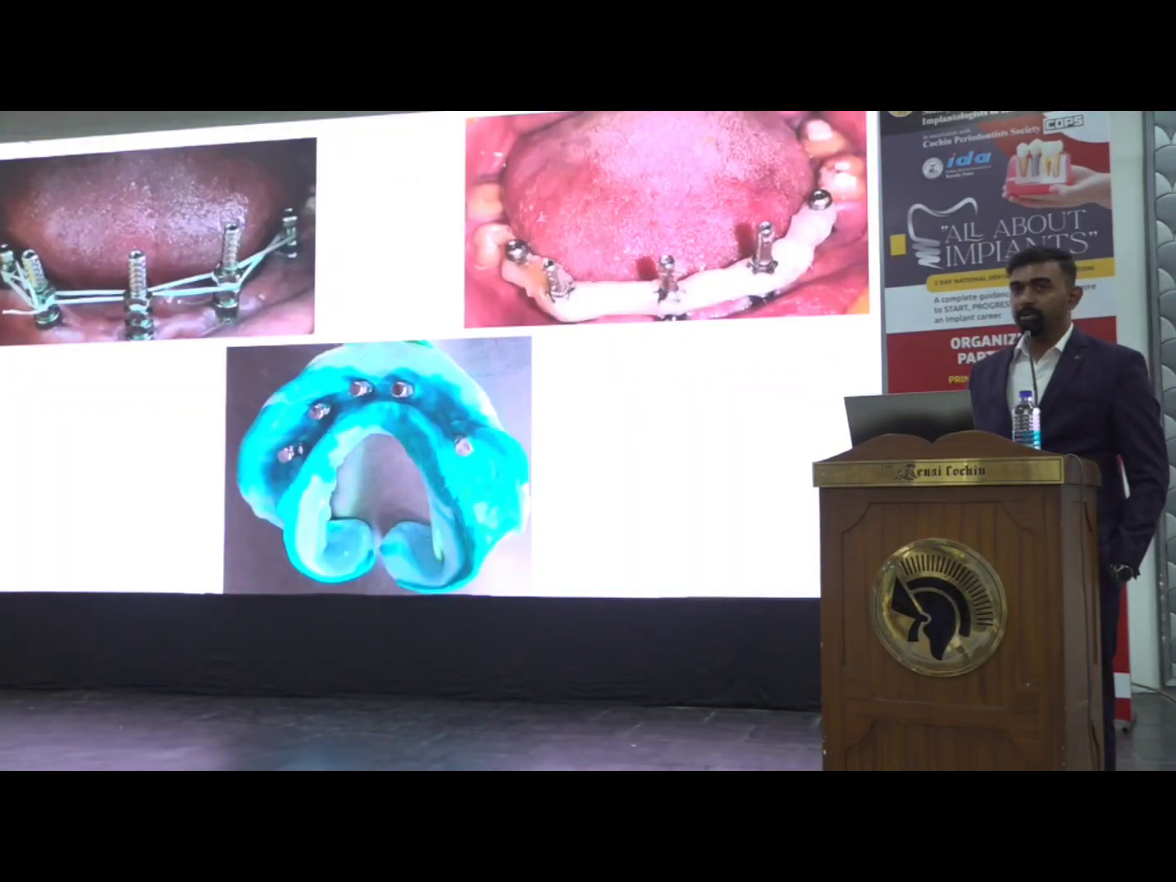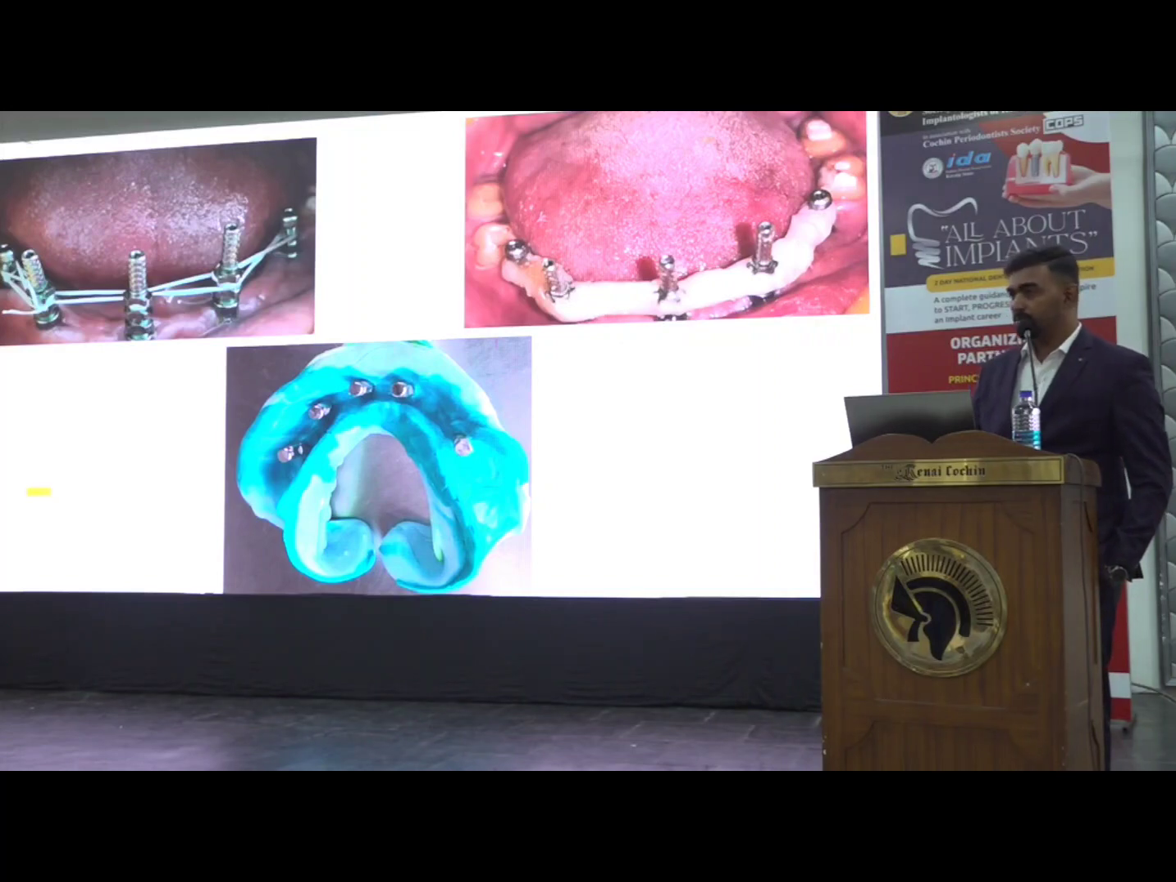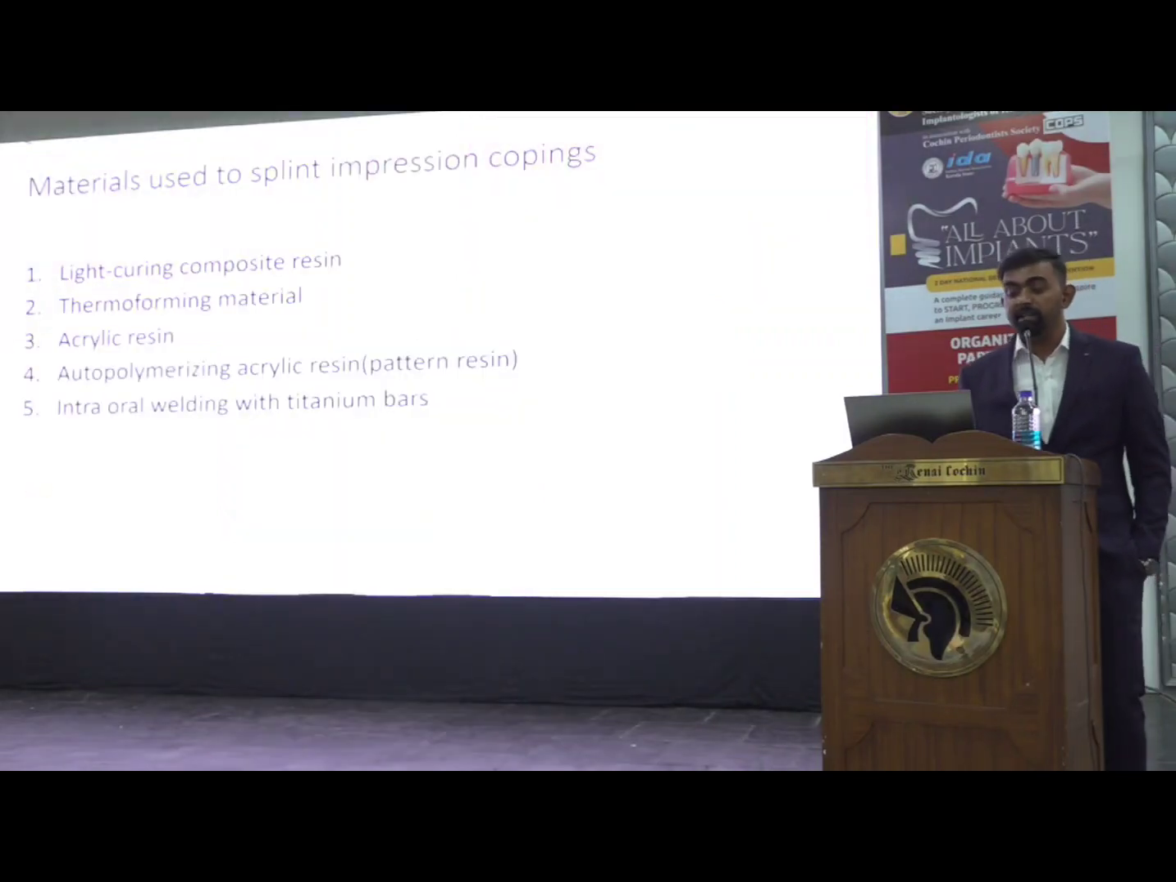This is a case of lower arch multiple prosthesis, multiple implants. First splinted with dental floss. Then in this case I used composites for splinting, and once the impression material polymerizes, you can take it out and attach with lab analog. The materials used to splint impression copings are light curing composite resin, then acrylic resin, pattern resin.